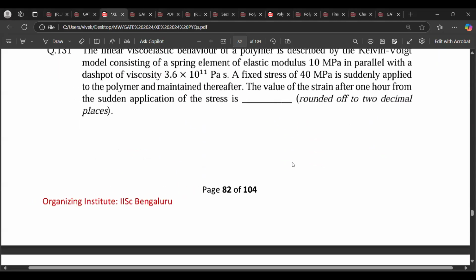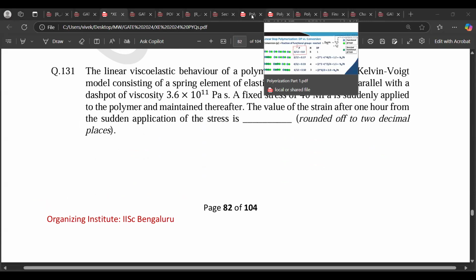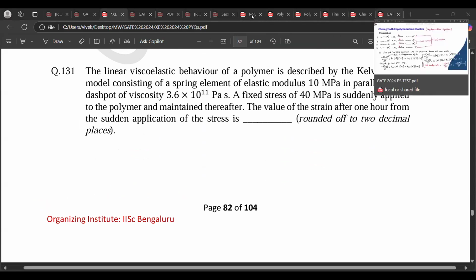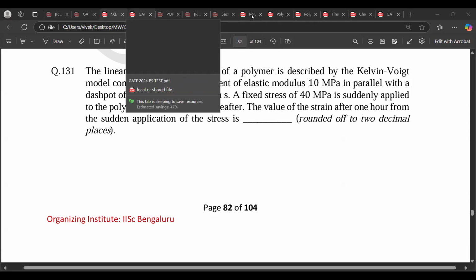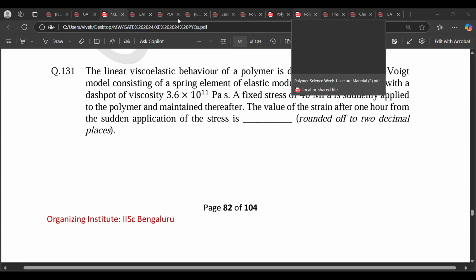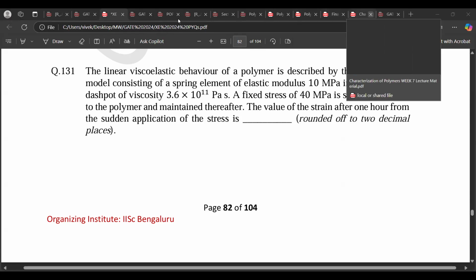If you remember the Kelvin-Voigt model and its equation, let me show my notes, because I don't remember the equation. Being honest with you, if I were giving the exam like you guys and didn't remember the formula, I would be able to derive it, because I know the constitutive equation and I know the graph. This is from Polymer Science lecture 1, characterization of polymer, week 7.